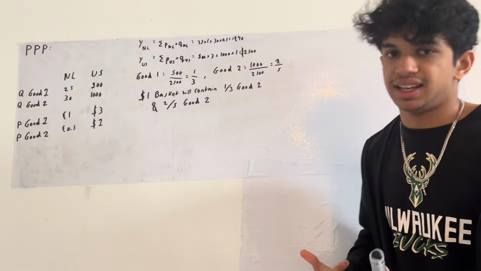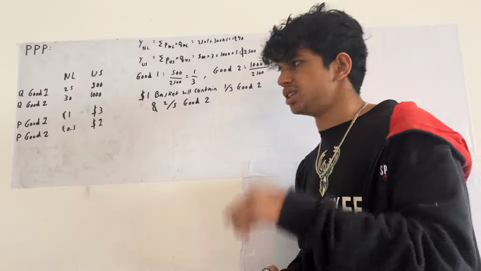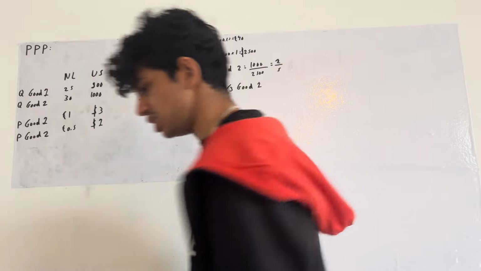Now, thankfully, you don't have to do this for both Netherlands and the US. You just have to do it for one country. Okay, cool. So now we know the $1 basket. What's the next question asking?